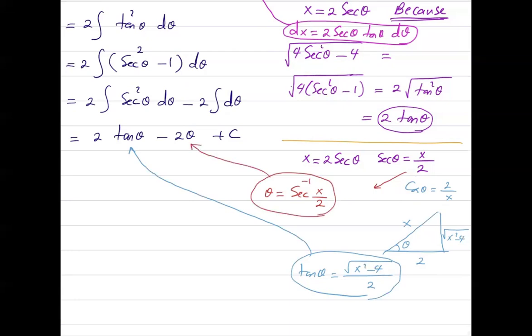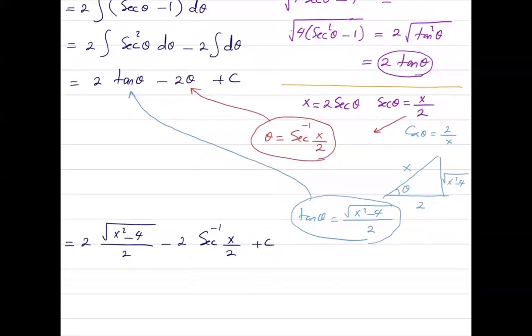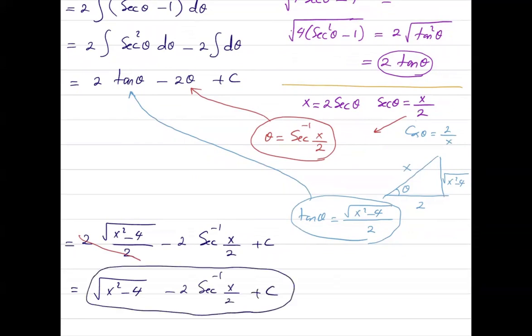So your integral is written as 2 times the square root of x squared minus 4 divided by 2, minus 2 times inverse secant of x over 2, plus c. So your integral in simplified form is equal to the square root of x squared minus 4 minus 2 times inverse secant of x over 2 plus the constant of integration.